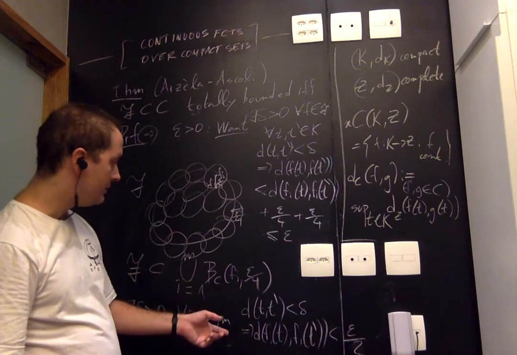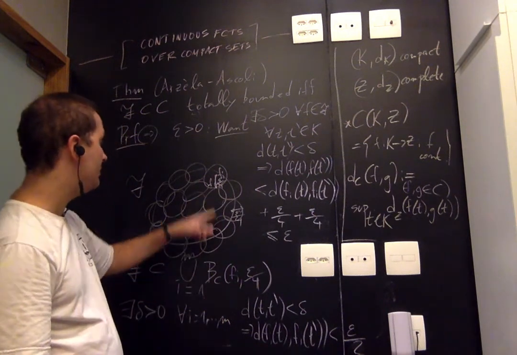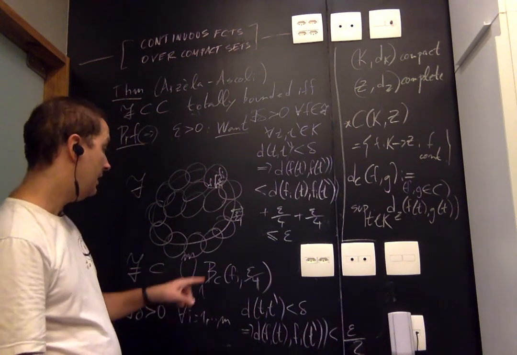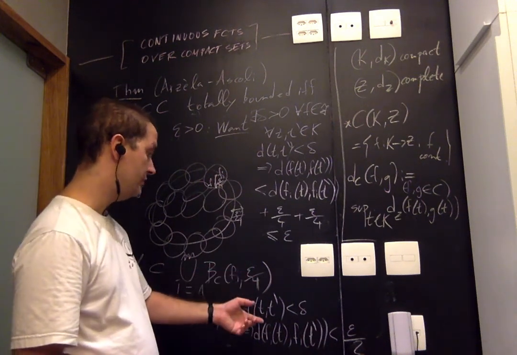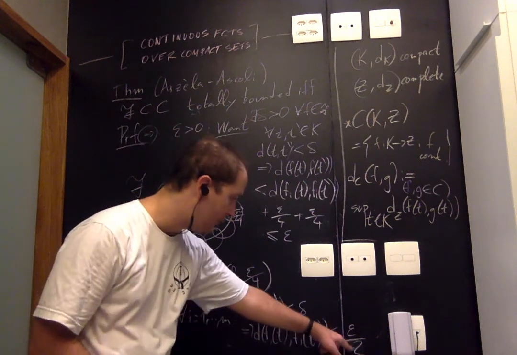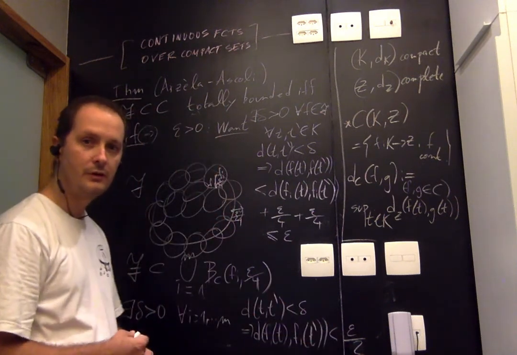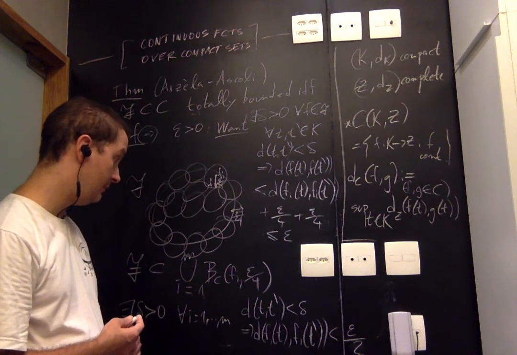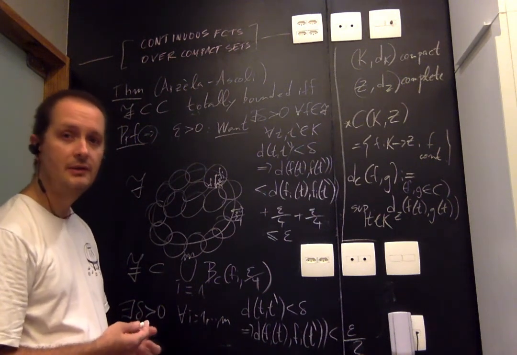So by taking a delta that works for all f sub i in this cover for this set F of functions, I have a delta that works for all functions. Well, all I need to do is to take a smaller value of epsilon here to make everything work. And that's it. So that's my hint. Thank you.